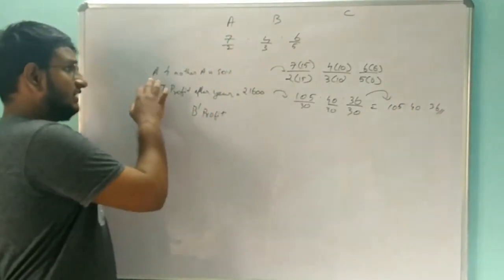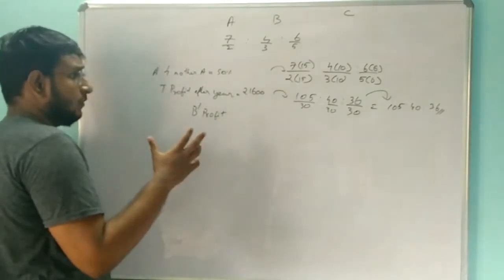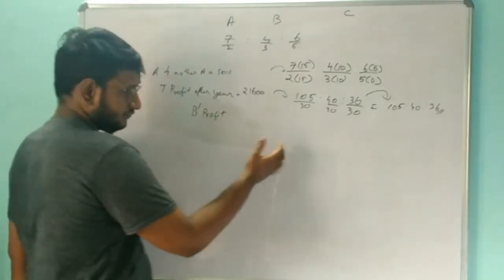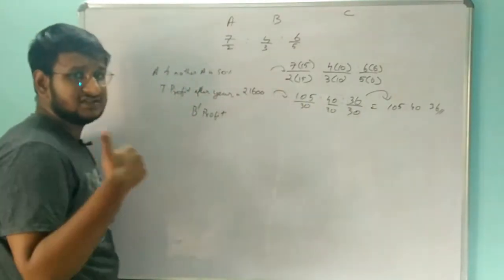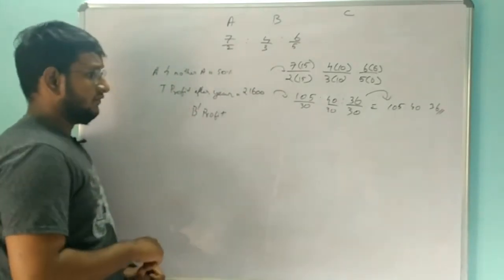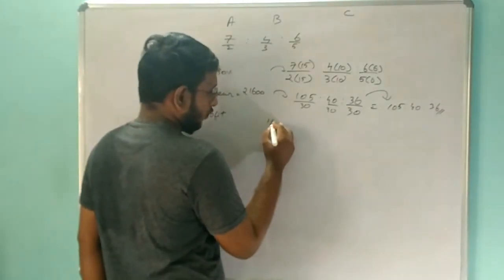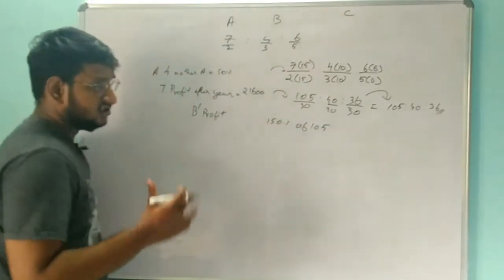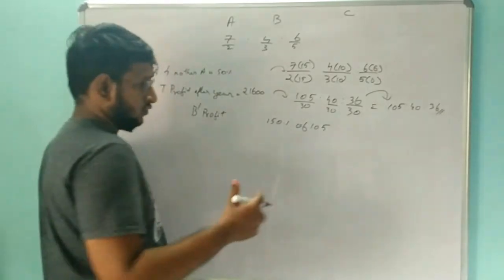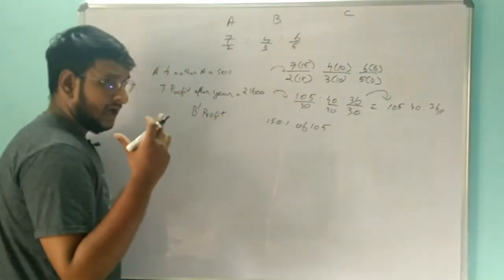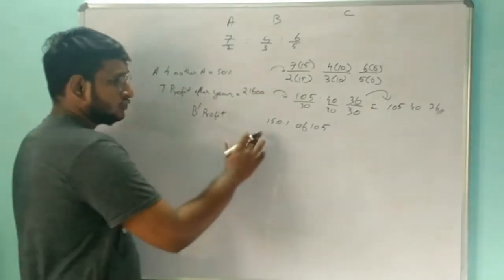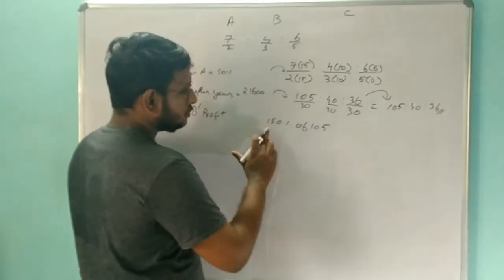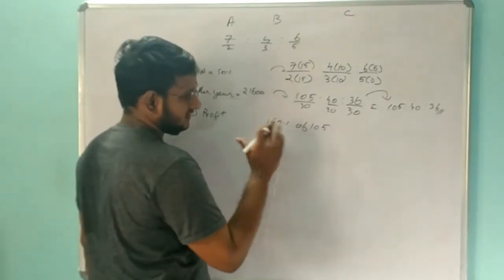Now what they are saying is that A increases his share by 50% after 4 months. So he is increasing his share from 105 by 50% extra after 4 months. We have to find 150 percent of 105, because he is increasing by 50%. We want to know the exact value of the share.